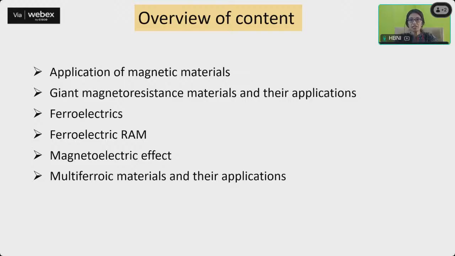Then we'll cover applications of magnetic materials, giant magnetoresistance materials and their applications. We'll touch upon ferroelectrics and ferroelectric RAM, that is random access memory. Then we'll talk about the magnetoelectric effect, and we will sign off by discussing a little bit about multiferroic materials and their applications. So as you can see, the entire lecture is going to be devoted to all different kinds of magnetic materials and particularly magnetic phenomena.